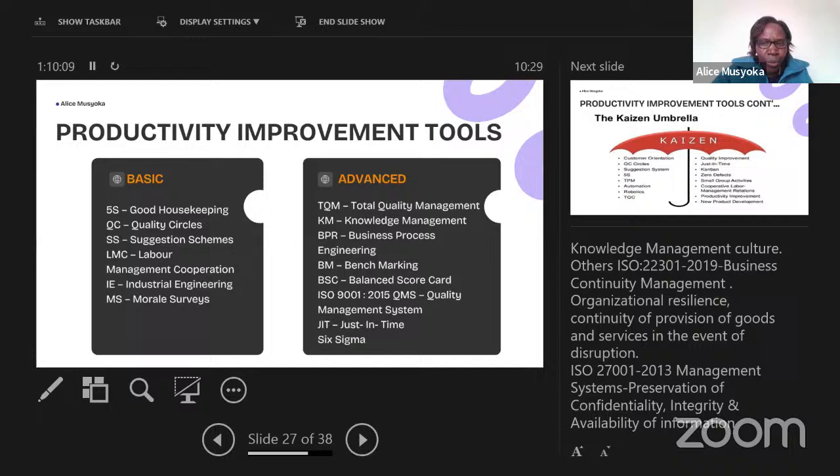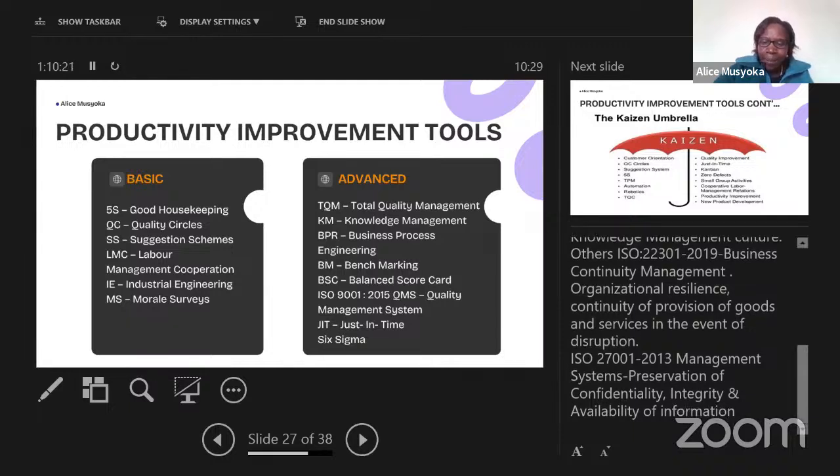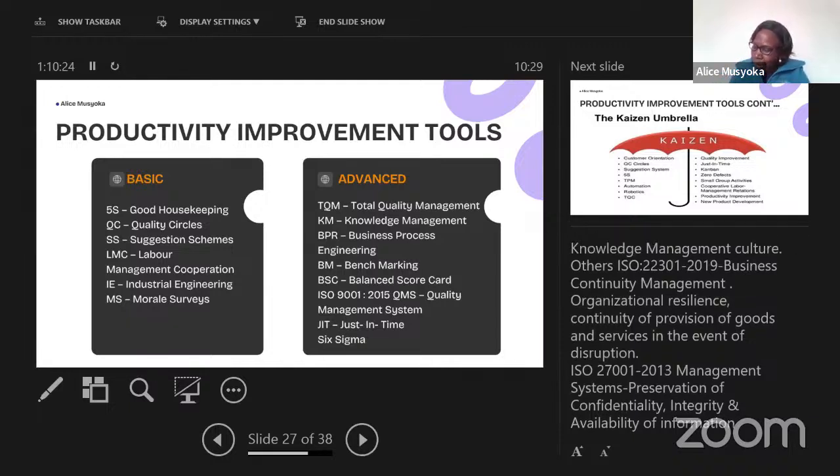We move to JIT, just in time, as a tool for productivity improvement. Just in time is about procurement of materials, and it's about inventory management. It's an inventory management strategy that requires working closely with suppliers so that raw materials arrive as needed for production.